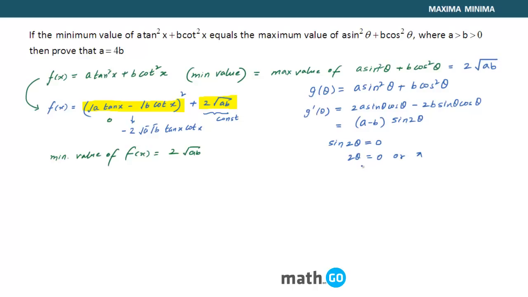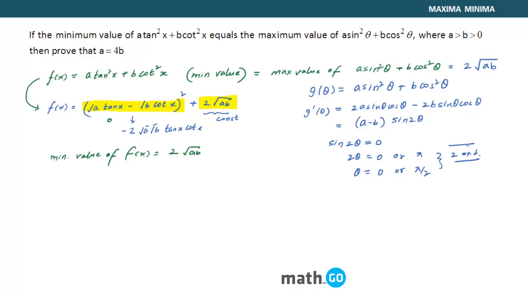And if we say that theta is equal to 0, then does it make sense? We'll see it. So let's say theta is equal to 0 or pi by 2. So let's say we are just taking these two extreme points. These are the two extreme points.